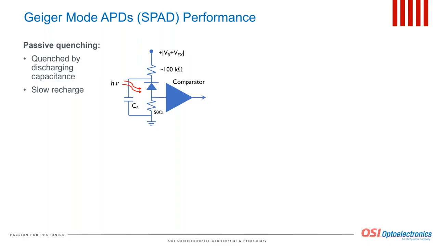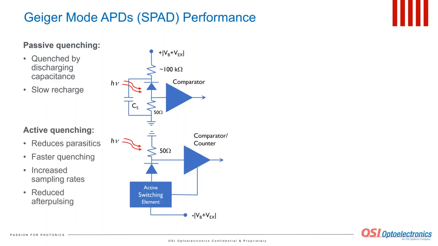An important drawback of such passive quenching is slow recharge of the capacitor, which limits the dynamic range of the recorded optical signals. To increase the avalanche quenching rate, an active quenching is used. It allows to reduce parasitics, ensure faster quenching, increase sampling rates, and reduce afterpulsing. However, the drawback of active quenching is larger real estate required for each single APD.